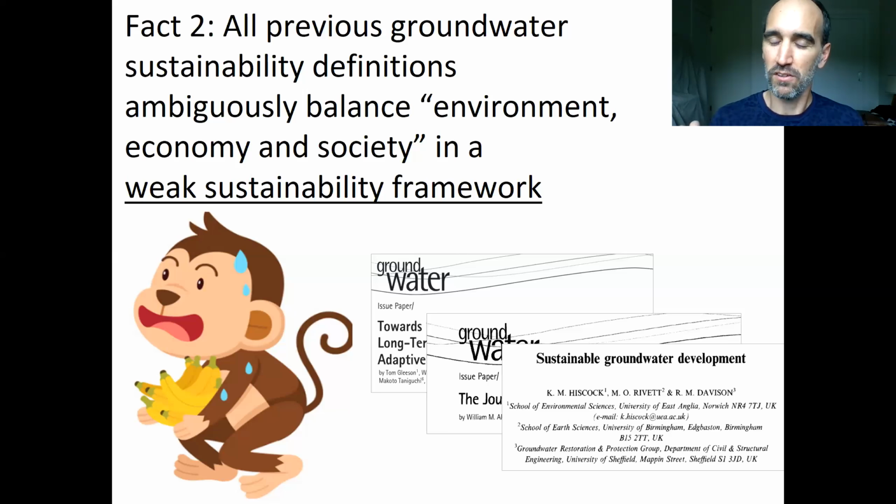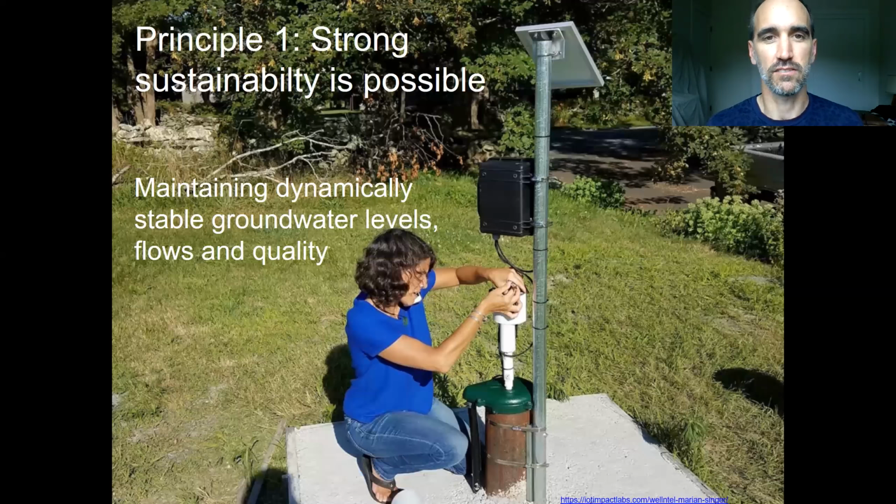But what I and others have developed are a new understanding and new principles that guide groundwater sustainability. The first of these principles is that strong sustainability is important and even possible. What strong sustainability means for groundwater is maintaining dynamically stable groundwater levels, flows, and quality. So instead of groundwater depletion and groundwater contamination, we maintain these levels throughout time.